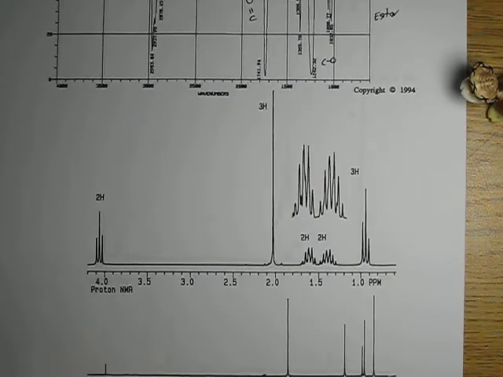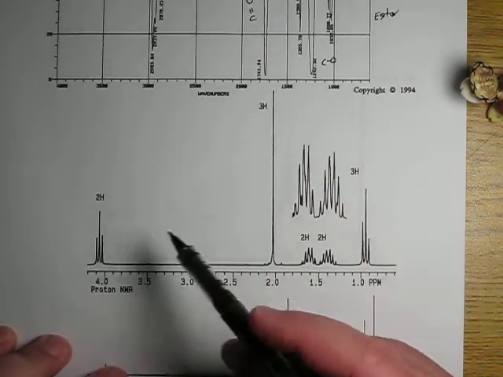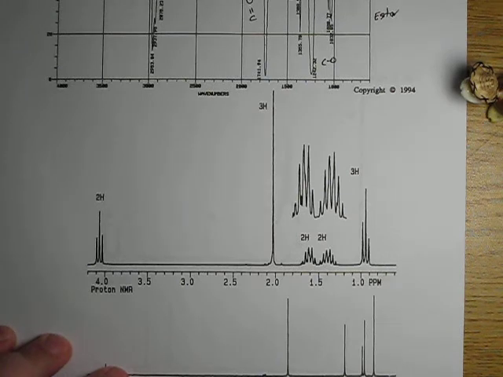Let's look at the proton NMR now. All right, well, let's start over here. We've seen this before, and I tell you what, the best way to get better at NMR is just to do it over and over again, because you see things that you've seen before, and it makes it much quicker to figure out what it is.